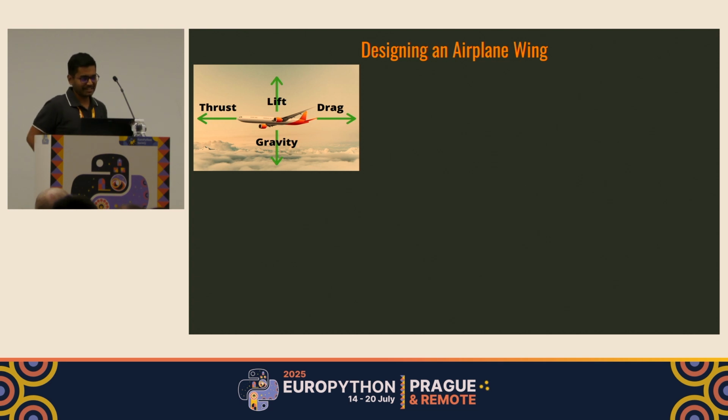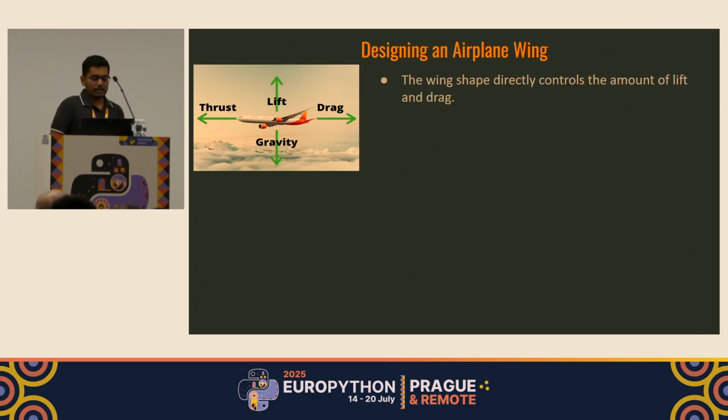Okay, so let's design an airplane wing. When an airplane is in the sky, these are the forces which act upon it. Gravity, which is pulling it down. Lift, which is pushing it in the upward direction. Then thrust, which is due to the constant firing of fuel. And drag, which is just the air resistance. And the wing shape directly controls the amount of lift or drag the airplane experiences.